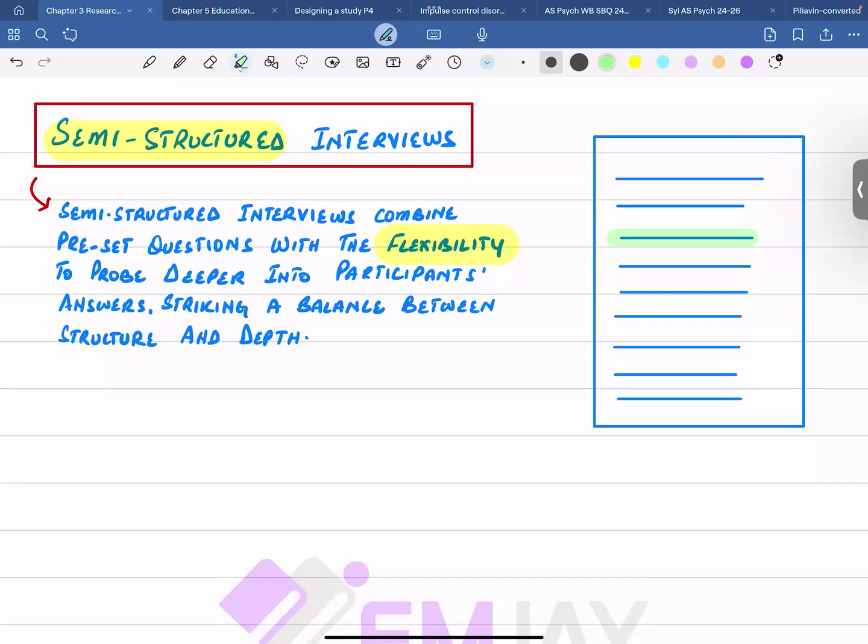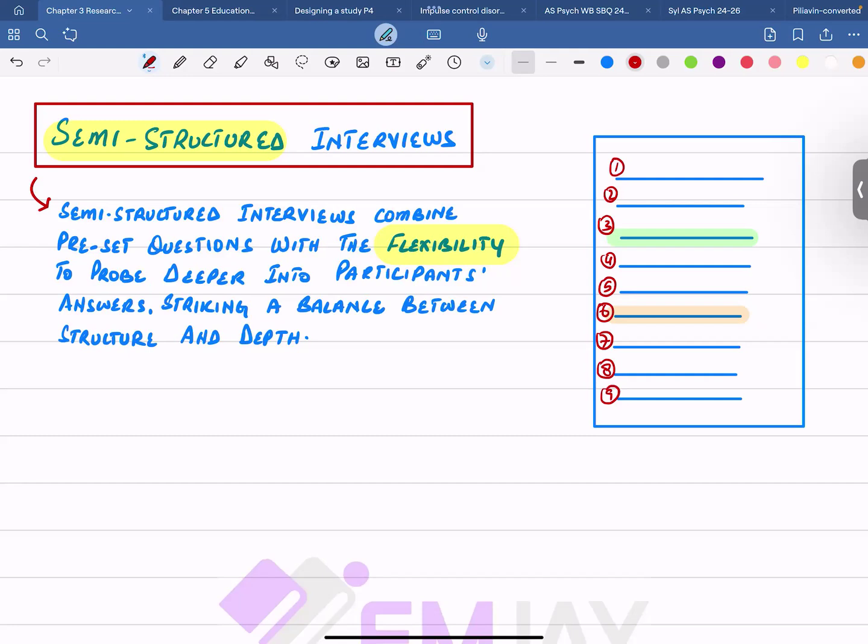So this particular type of interview allows the researcher or the interviewer more flexibility. And this flexibility allows him or her to probe into questions. Now let's say I'm an interviewer and I have a list of questions: 1, 2, 3, 4, 5, 6, 7, 8, and 9. So I have this list of 9 questions.